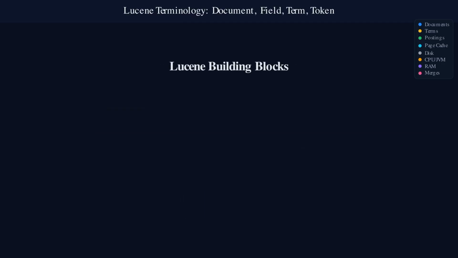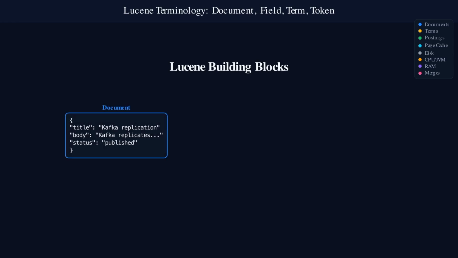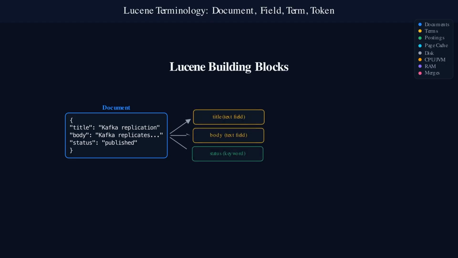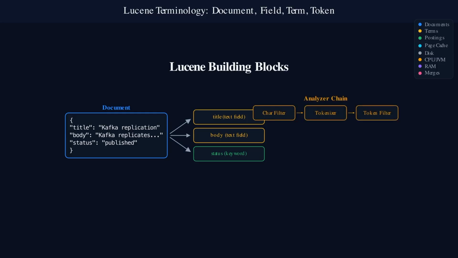In Lucene, the engine powering Elasticsearch, the fundamental building blocks are index, document, field, and term. A document is like a row in a database. It contains fields, and each field holds a value. For example, a blog post document might have a title field and a body field.